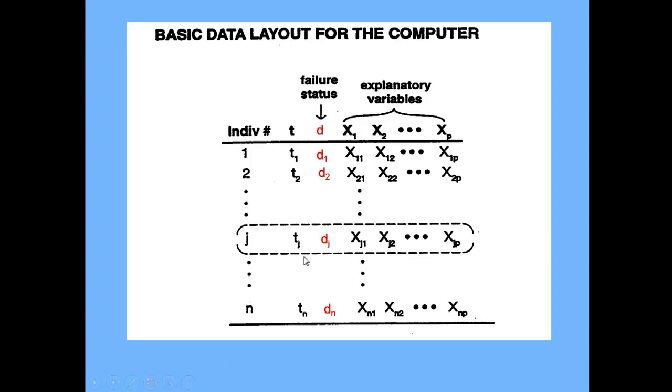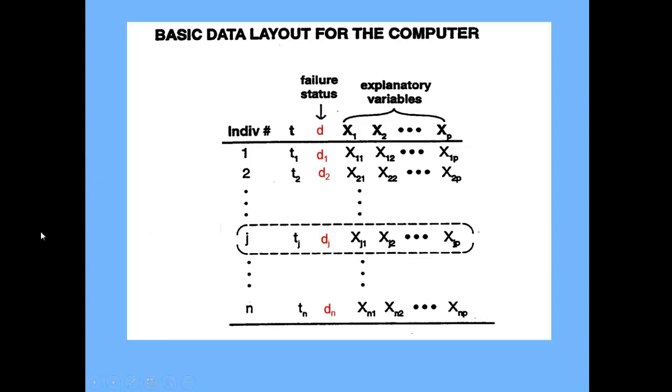Well, the data layout is going to have a column for the survival time. It's going to have a column for the failure status, 0 or 1, whether they failed or were censored. And then it's going to have a bunch of columns for any of the explanatory variables we're dealing with, one of which could be exposure, another could be age, another could be race, other variables could be product terms. So that's what the data layout looks like.